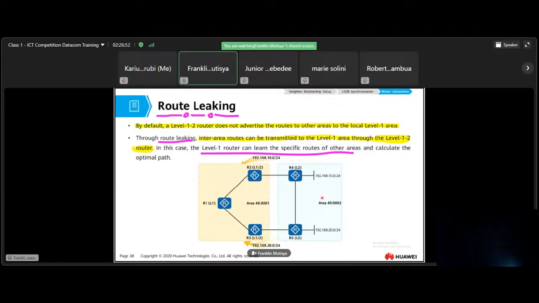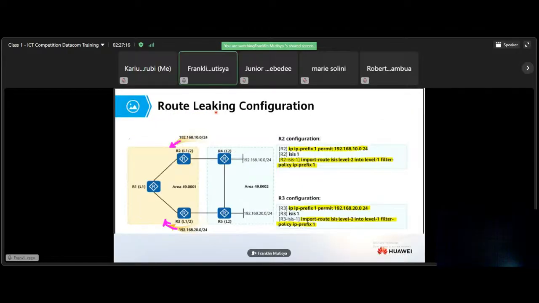Okay. But now, if you want to leak a particular route, which is on the level 2 side, to the level 1 side, we perform what you call route leaking. So route leaking is the process of injecting a level 2 route into a level 1 area. So let's look at how we configure route leaking. Route leaking is configured in the following manner. We have said it's a process of advertising routes that are on the level 2 side of the network, rather in the backbone area, to a level 1 side. Okay. So you can do it like this.